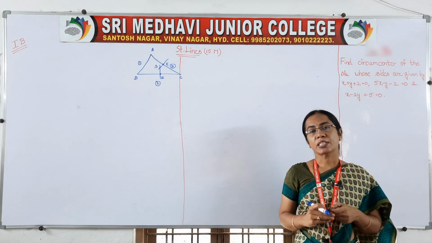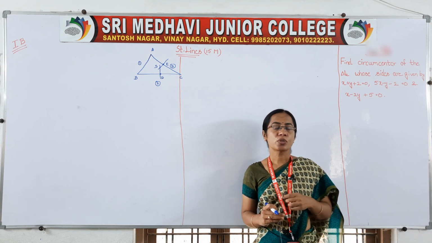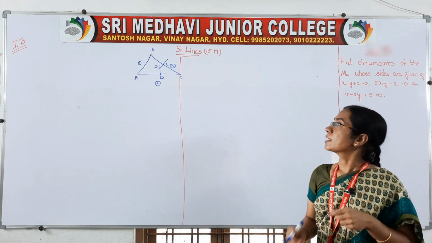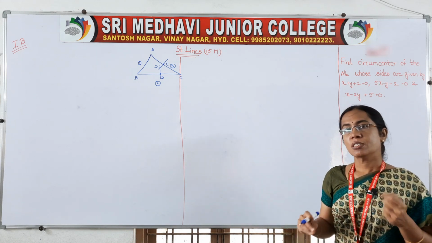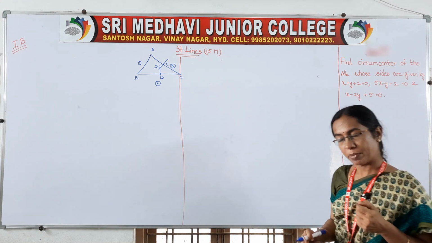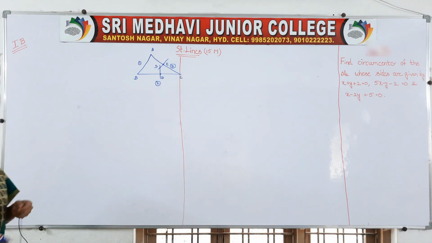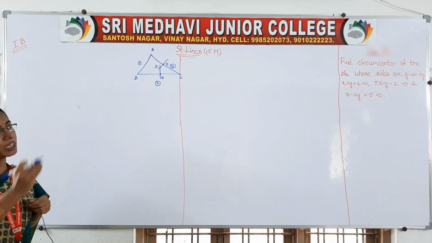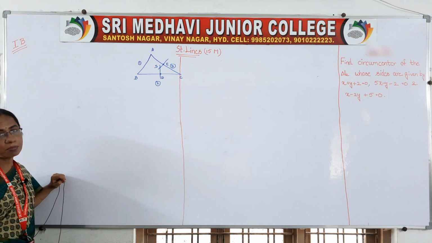In the previous class we solved one problem based on circumcenter. So today we will solve some problems from exercise 1A, all based on circumcenter. But what is the difference between your previous problem and this problem? In the previous problem, 3 vertices were given to us. Now we have 3 sides. If the sides of the triangle are given to us, how do we find the circumcenter?